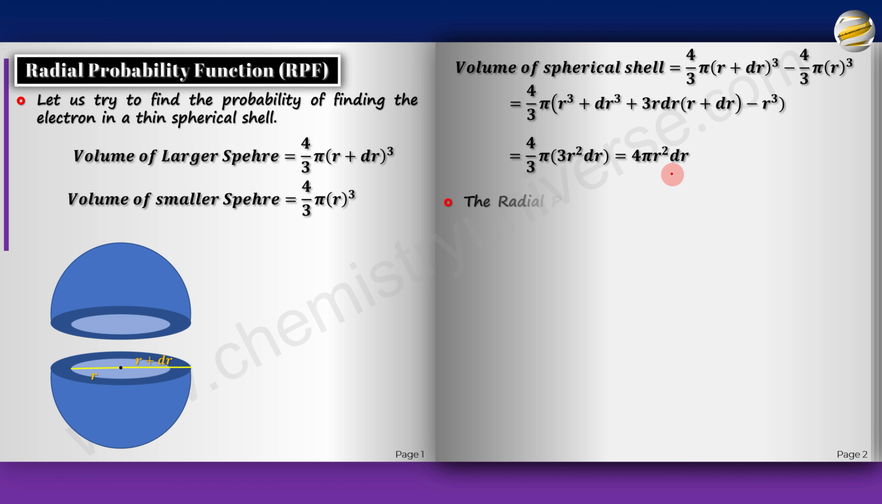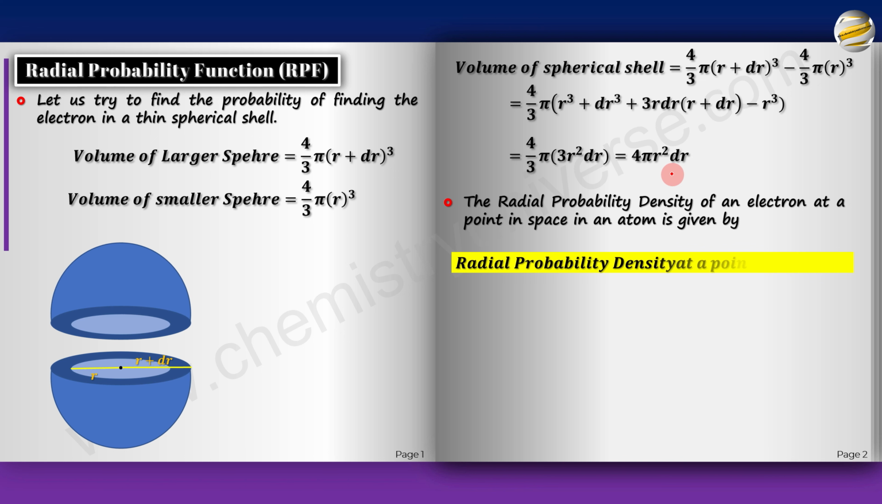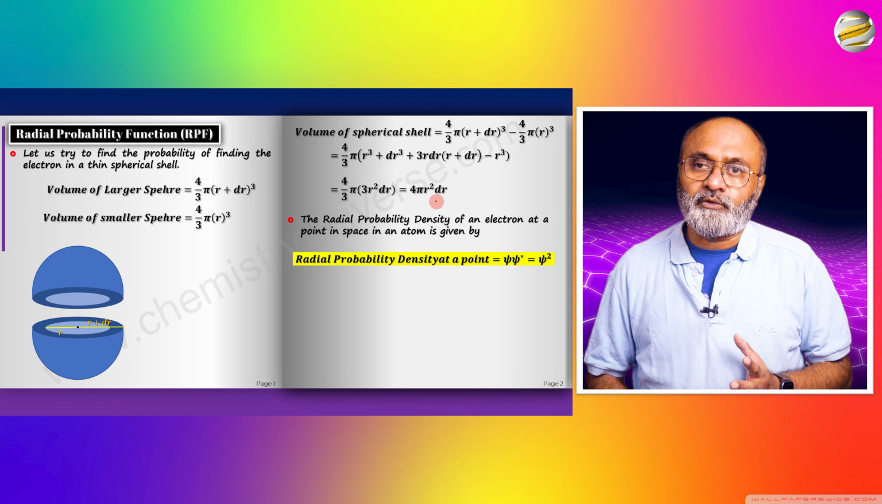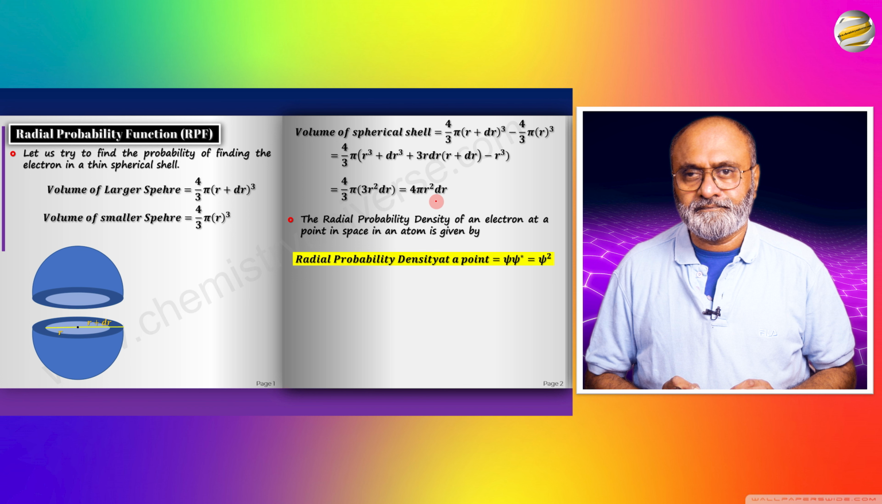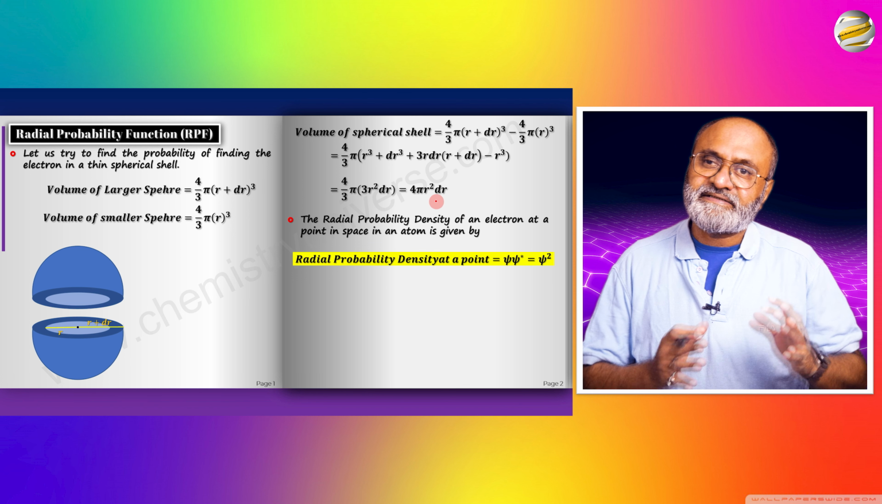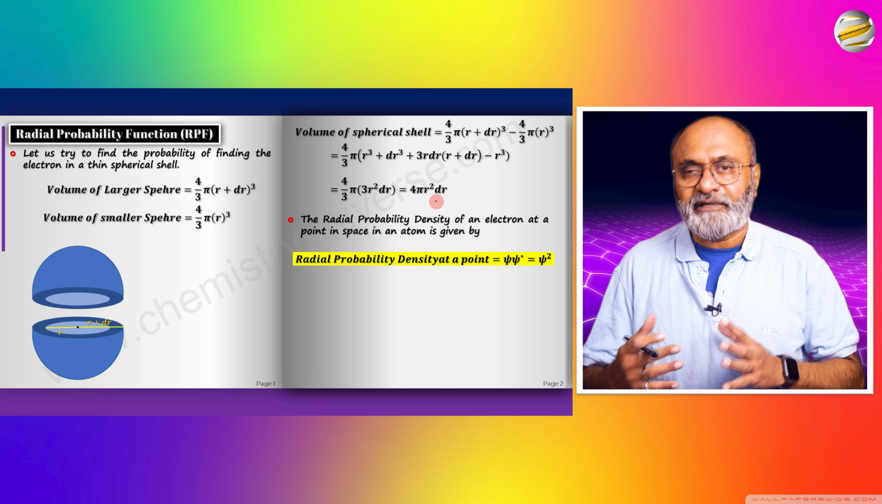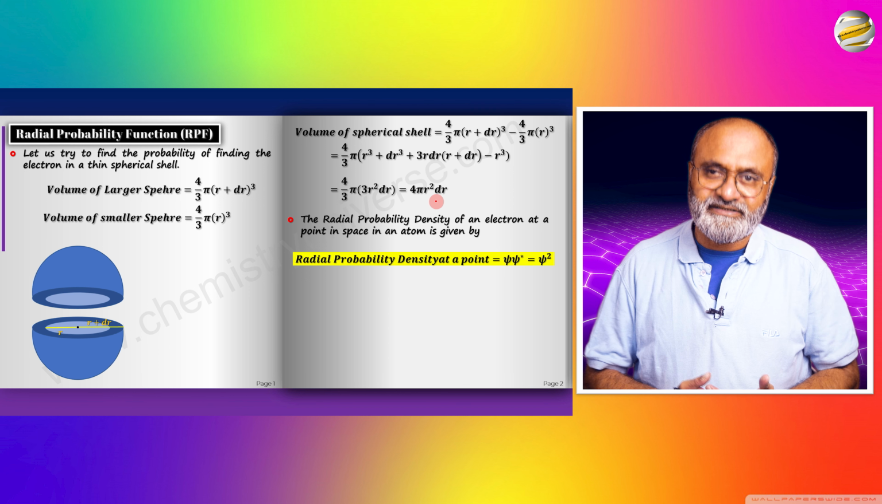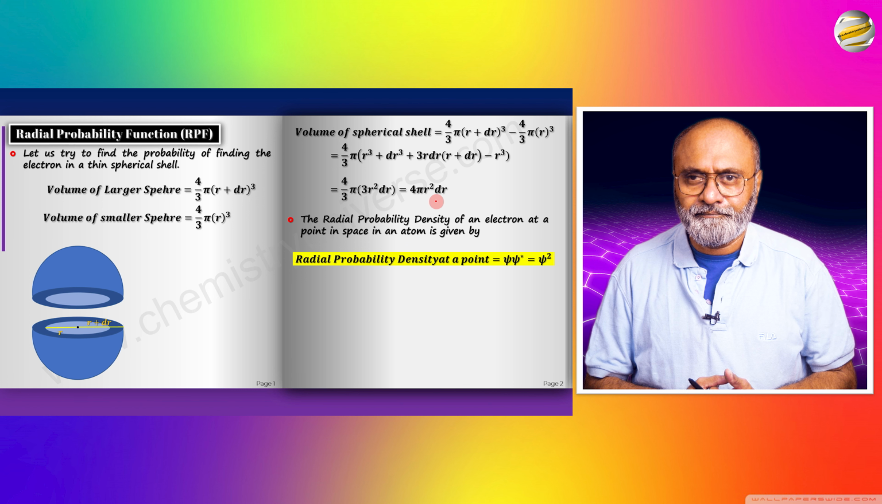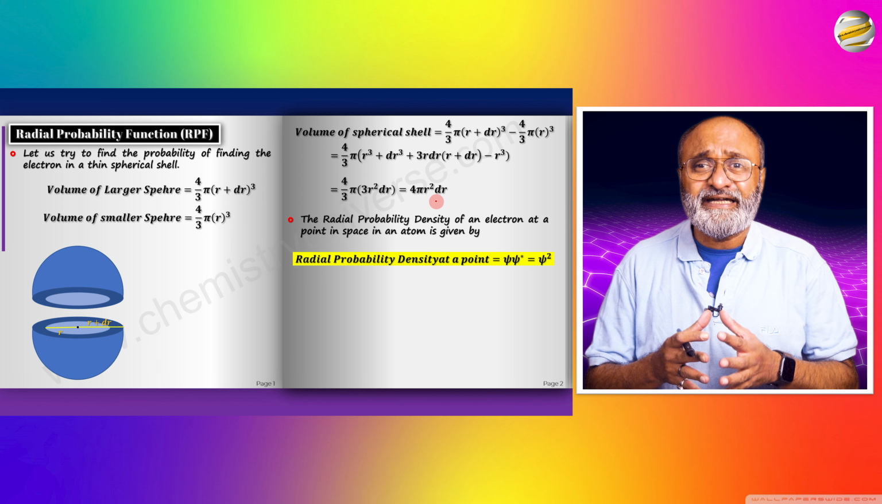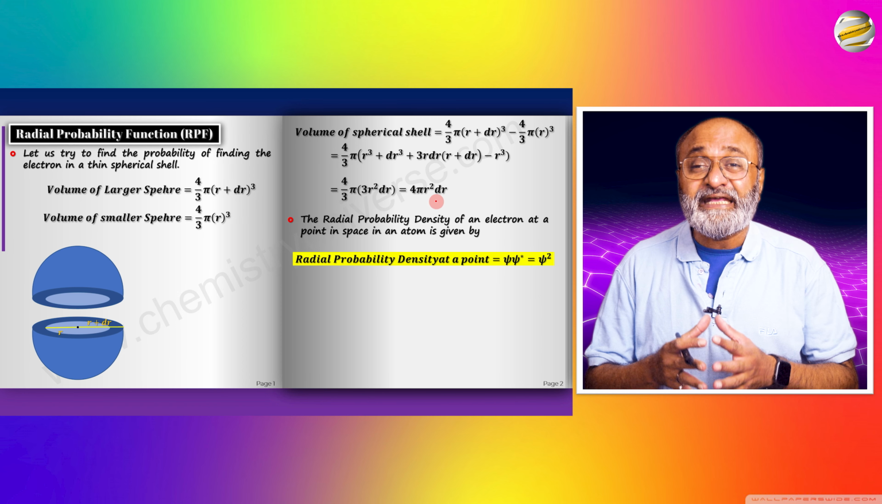So the radial probability density of an electron at a point in space in an atom is given by psi star psi, or psi square. So at any given point, if you want to calculate the probability of finding the electron, it will be psi star psi. Since most often it will have some imaginary part, it will be psi star psi. If it doesn't have an imaginary part, psi star psi generally becomes psi square. So this is the probability density of an electron at any given point in space.